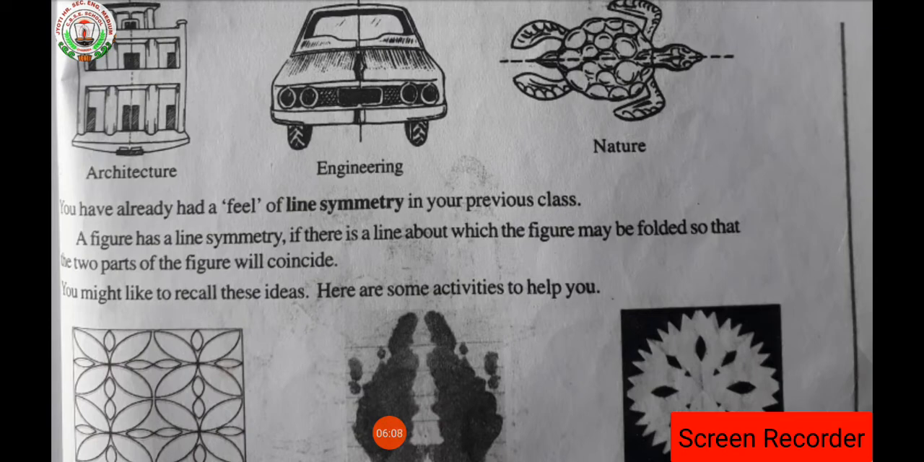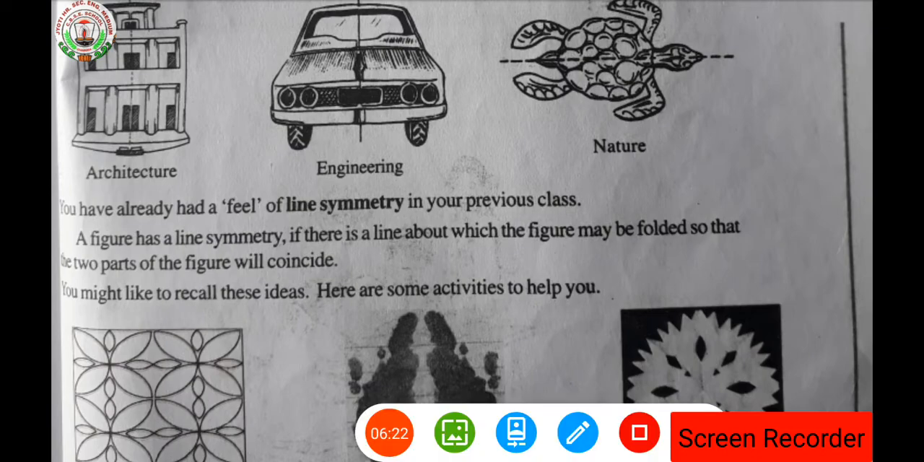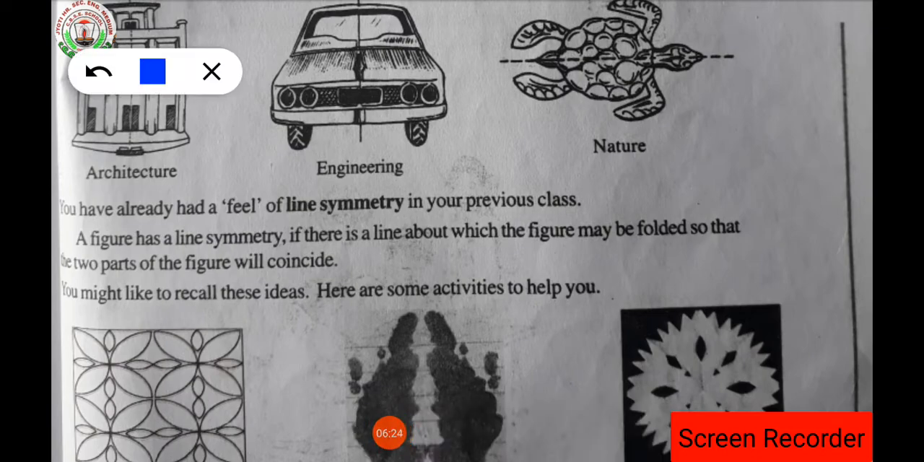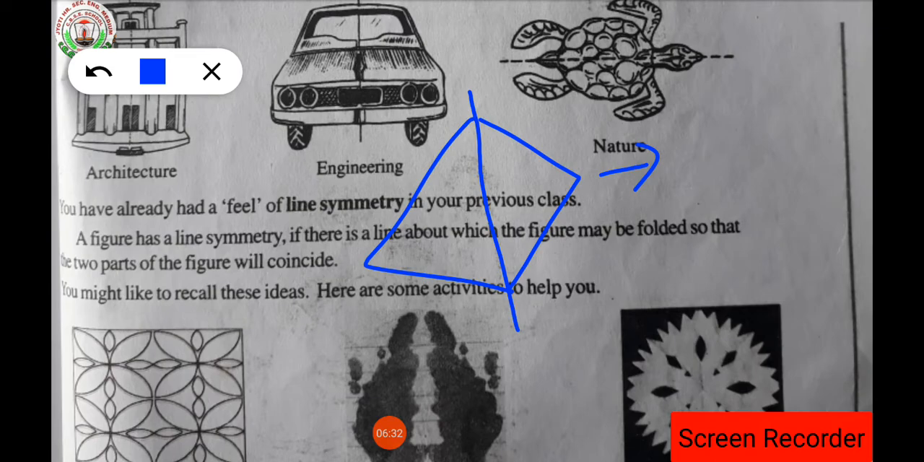What is written here? A figure has a line symmetry if there is a line about which the figure may be folded so that the two parts of the figure coincide. This indicates that suppose I have a simple structure like this. When I fold this, this is the line of symmetry, and when this part is folded onto this part, it will look like this.